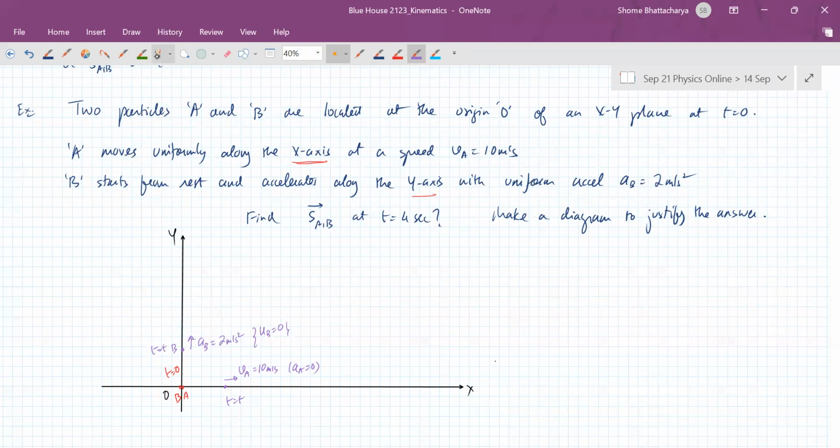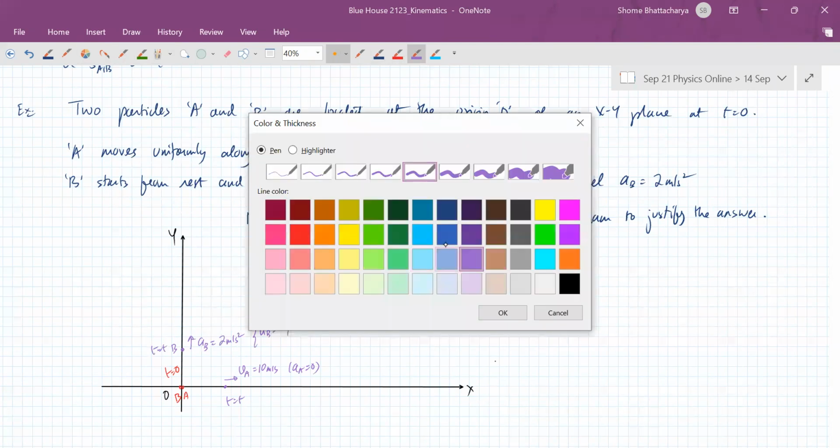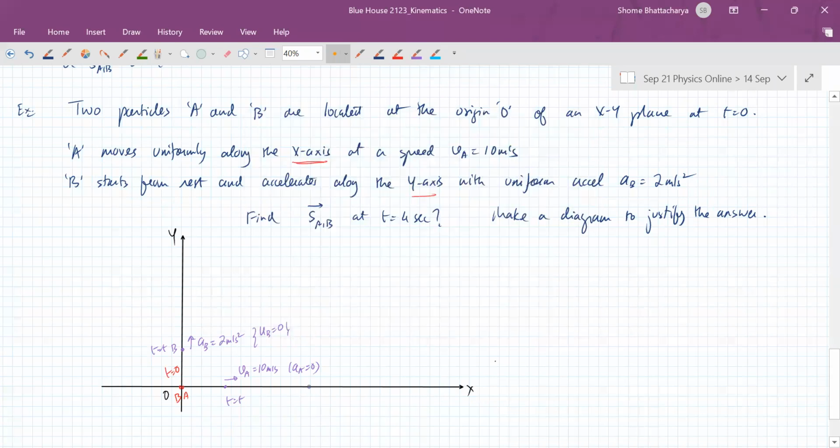So finally, at the given time of 4 seconds, A will be somewhere over here. It will be at (40, 0). That will be its coordinate. And B will be somewhere here. B's displacement will be half a t square along the y-axis.